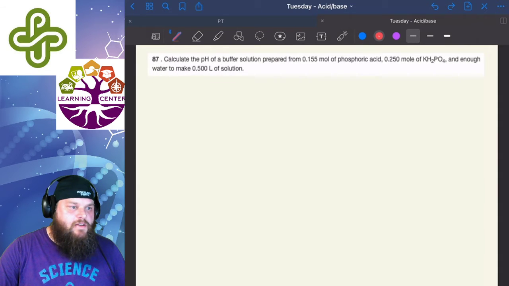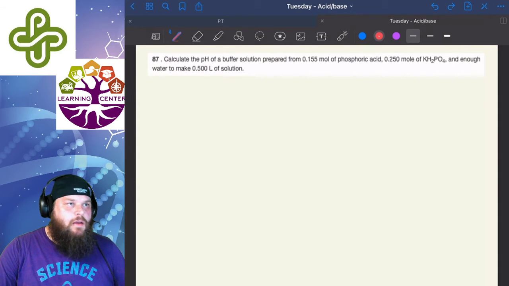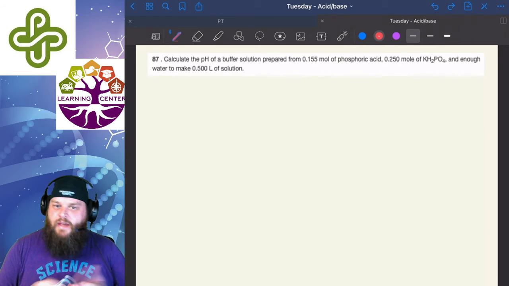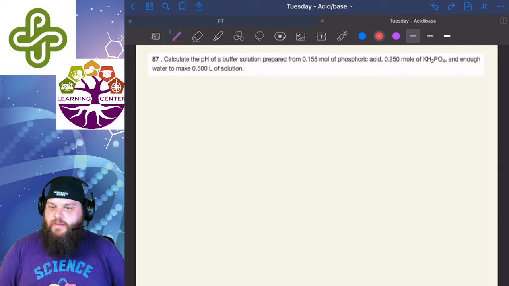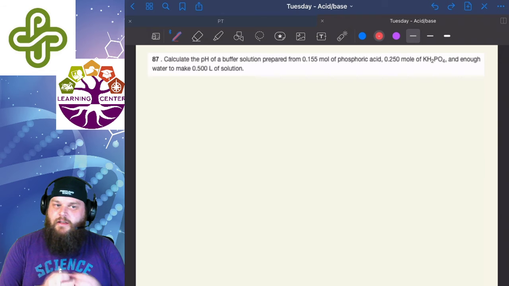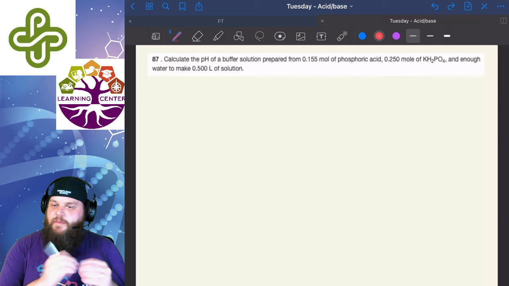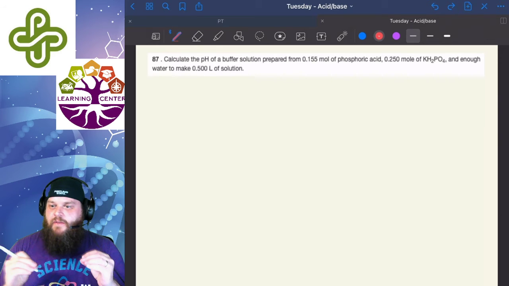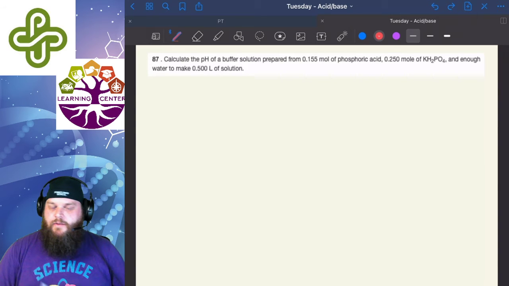Number 87. Now we're getting into the idea of buffers. Buffers are when you have a weak acid or a weak base, and you usually would titrate in a little bit of the strong acid or strong base, depending on which one you were working with. Sometimes you'd also just mix an acid and its conjugate base together, so you get this buffer solution. So the pH stays right around that level a lot more when you're doing different reactions and stuff.